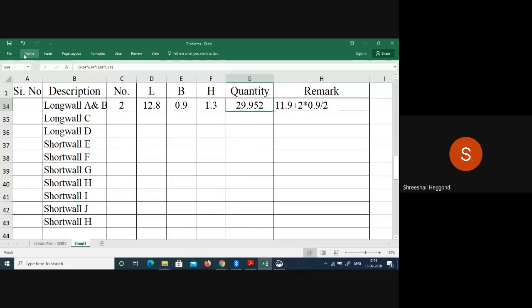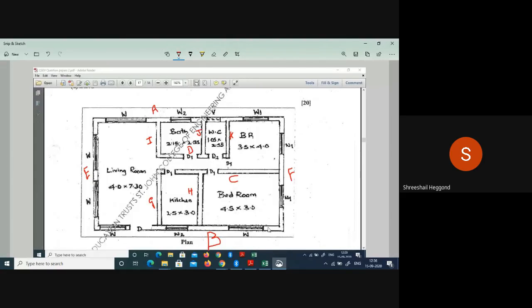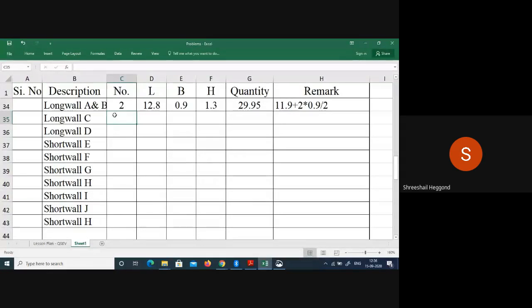Verify your answers. Kitchen and bedroom. The length will be 2.5 plus 4.5 plus in between one wall plus both the side half of wall thickness. That will be of number will be 1. Length will be how much? 2.5 plus 4.5 plus 0.6. That will be of 7.6. Breadth is 0.9 and height is 1.3. Quantity will be 8.89.